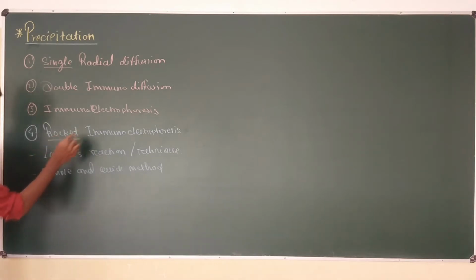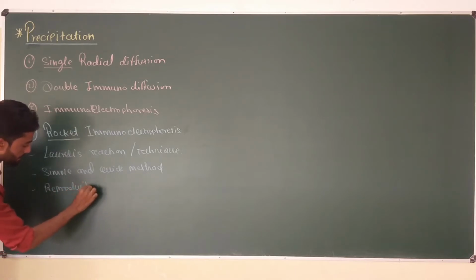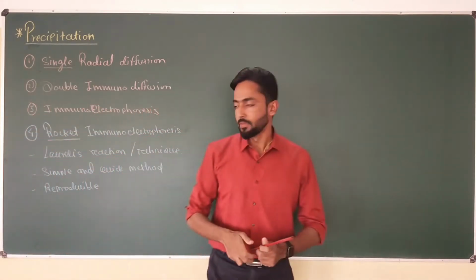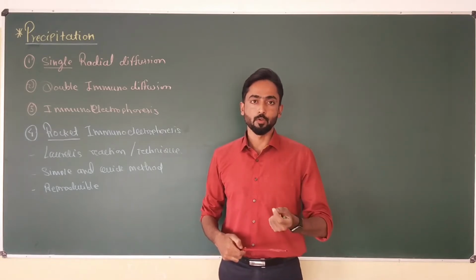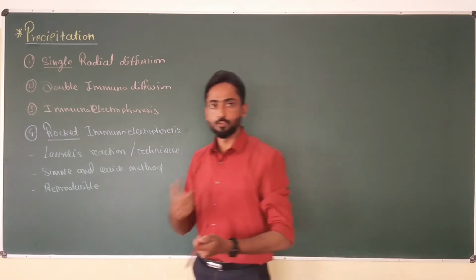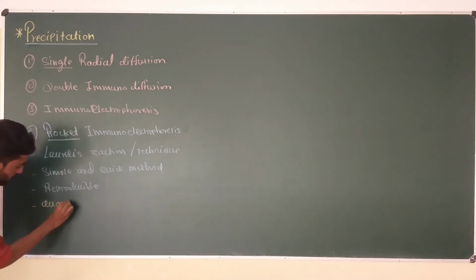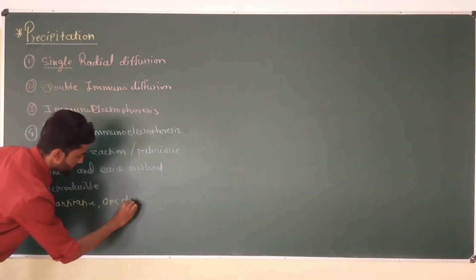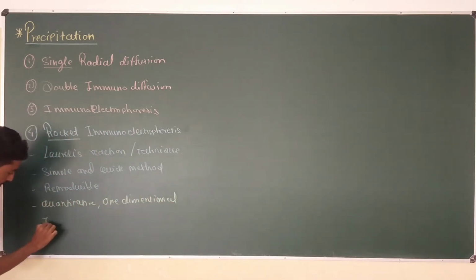The results of rocket immunoelectrophoresis are reproducible. What is meant by reproducible result? If you perform the rocket immunoelectrophoresis experiment multiple times with the same sample, you are going to get similar results. It is quite an accurate method, so its results are reproducible. Then it is a quantitative, one-dimensional immunoelectrophoresis technique.